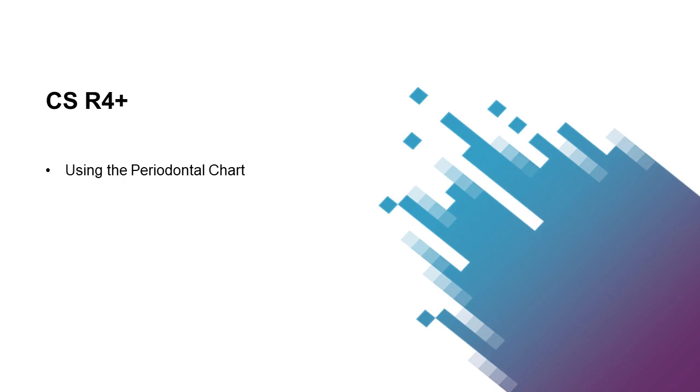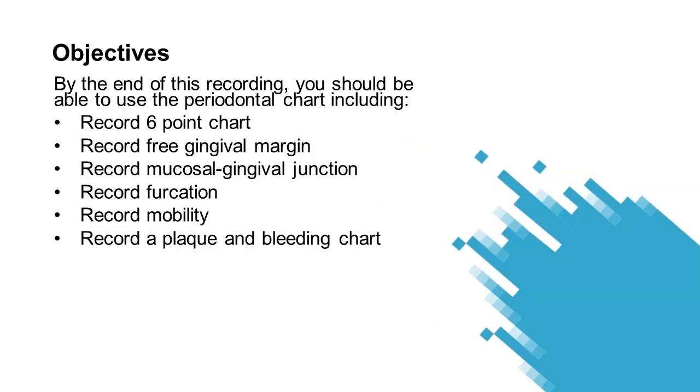This training recording will demonstrate how to use the periodontal chart within the R4 Plus practice management system. By the end of this recording, you should understand using the periodontal chart, including recording a 6-point chart, recording the free gingival margin, recording a mucosal-gingival junction, recording furcation, recording mobility, and recording a plaque and bleeding chart.